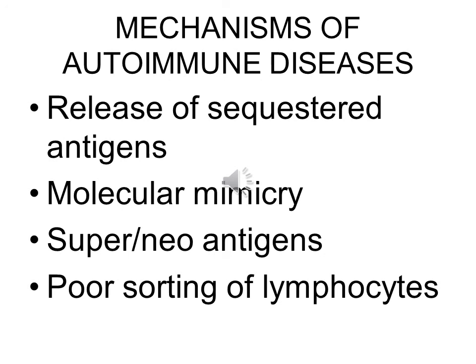Poor sorting of lymphocytes happens when autoreactive cells are not destroyed during fetal development. As a result, they persist and may later attack some of our own tissues.